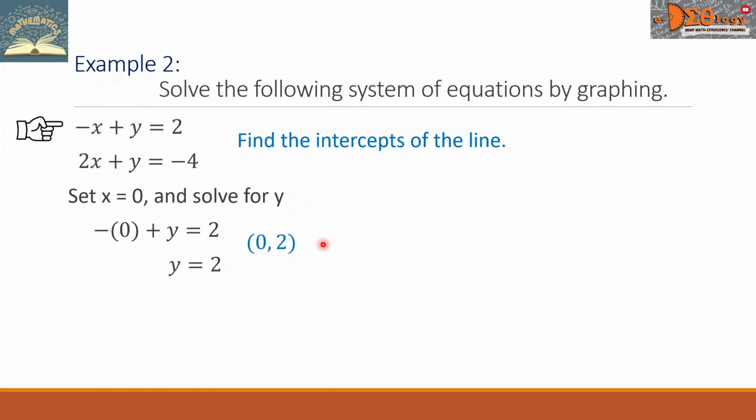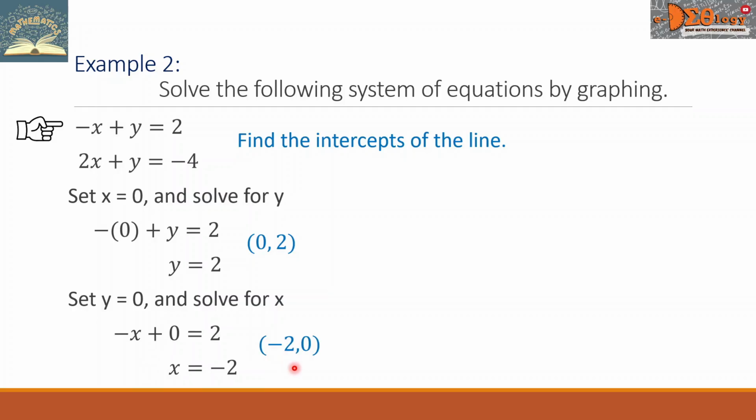Let's solve for the x-intercept. We set y equals 0 and solve for x. The negative x plus y equals 2 now becomes negative x plus 0 equals 2. We can remove the 0. This negative x equals 2. We multiply by negative 1, or we say that x equals negative 2. So the second point is (negative 2, 0), or we say that this is the x-intercept.